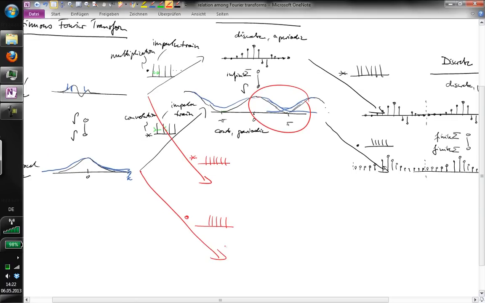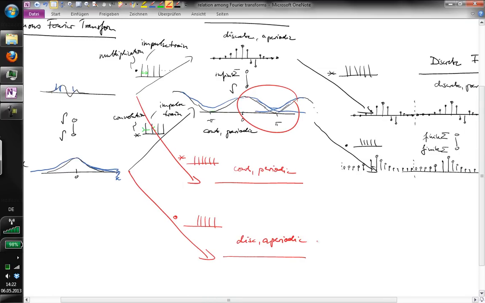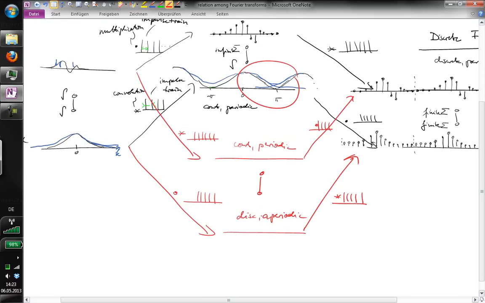Okay. Great. And this will give me a signal which I'm too lazy to draw now, which will be continuous and periodic in the spatial domain, and which will be discrete and aperiodic in the reciprocal domain. And from there, I can go here by convolving with an impulse train and multiplying with an impulse train, respectively. Okay, and these are also each other's Fourier transform, and they have a name too. This is the Fourier series.